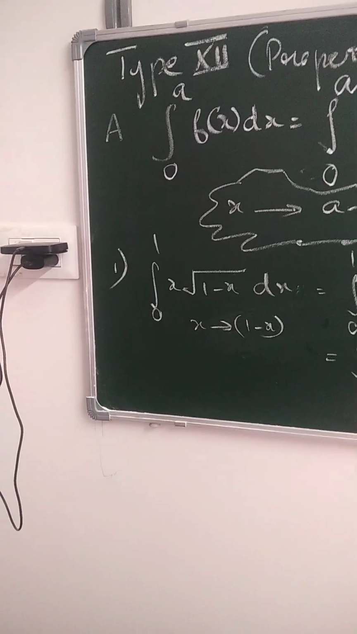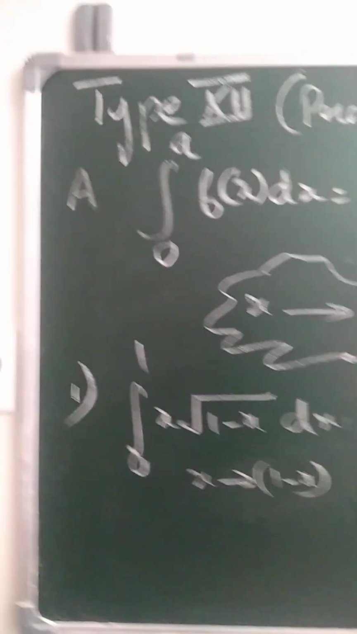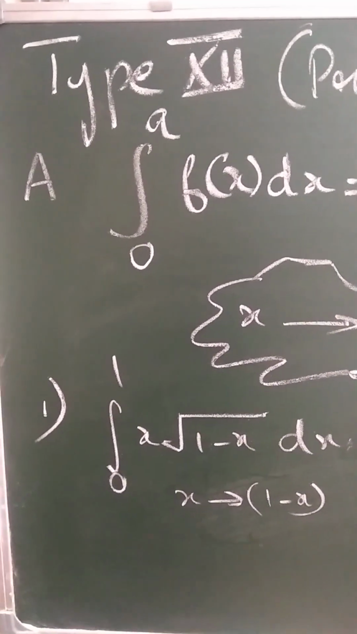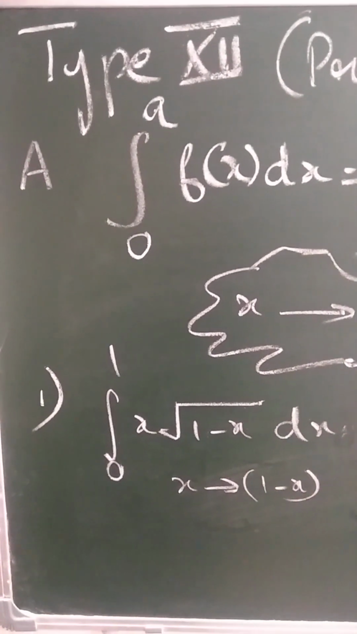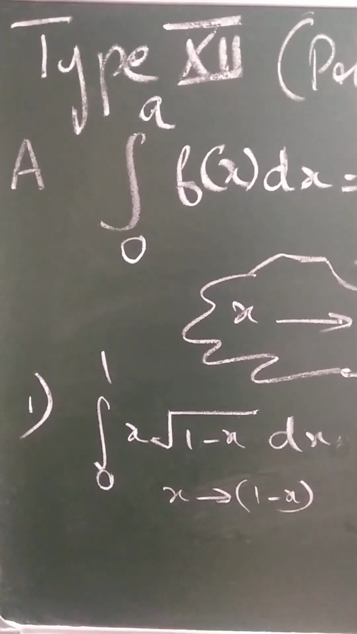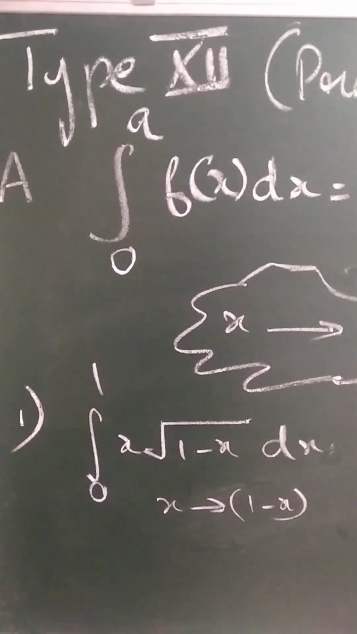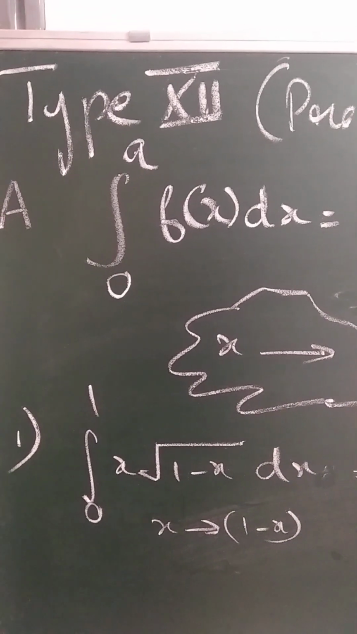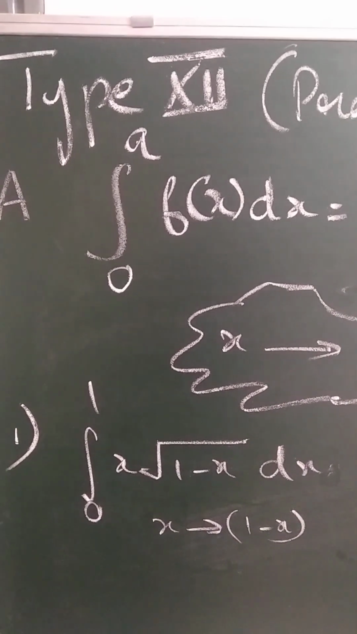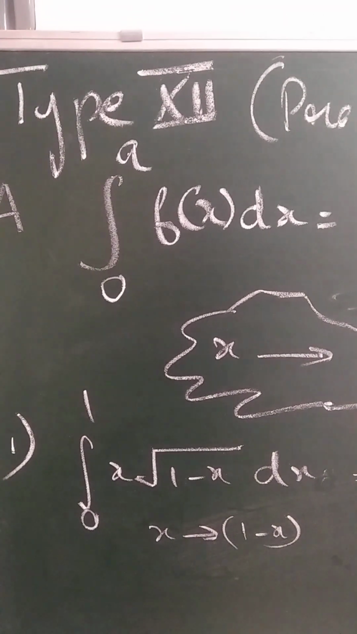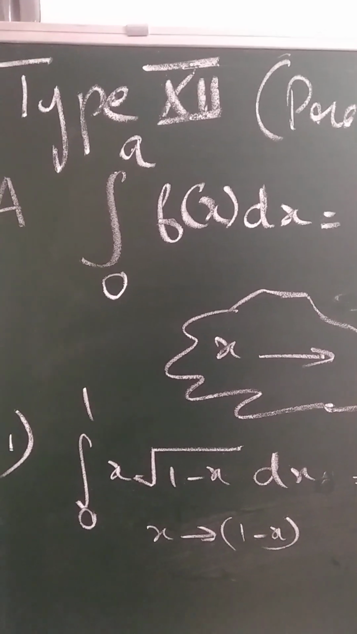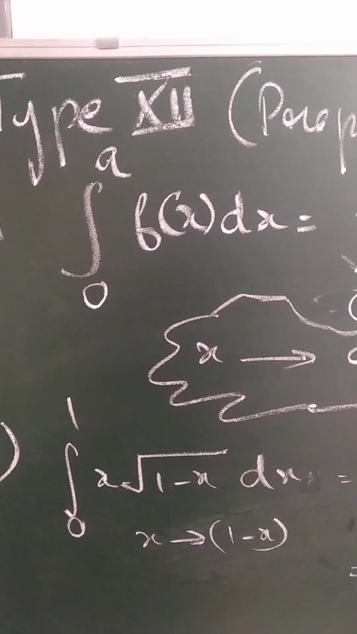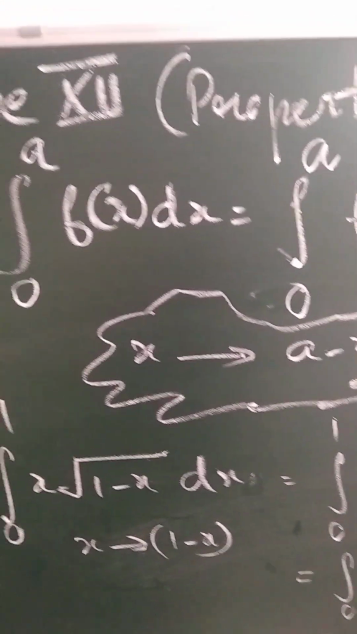For example, the first question is the integral from 0 to 1 of x into under root 1 minus x dx. Here we can't do it using the normal method as in type 11, because a root of 1 minus x is there. Therefore, we are applying this property. At the same time, note the lower limit is 0. Therefore, we are replacing x by 1 minus x.